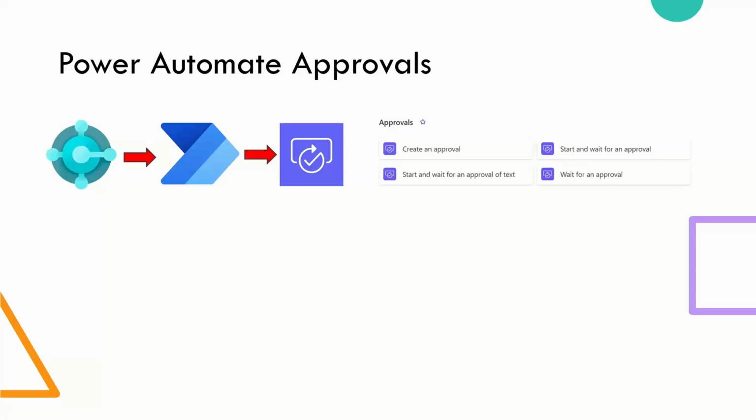But what does that actually mean? What does start and wait for an approval actually mean? Well, it stores some data into Dataverse. The Power Automate approval connector is in fact a connector to another external application, the Microsoft Approvals application, which stores the approval requests, including the data, attachments, etc., into Dataverse. So it requires a Dataverse database.